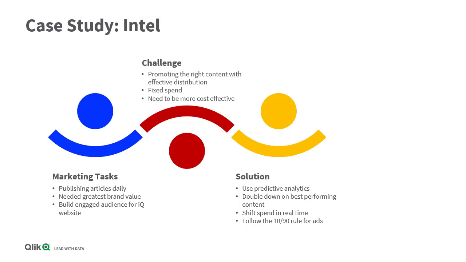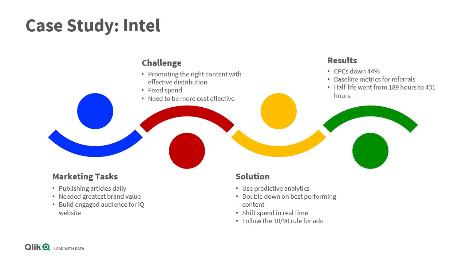This marketing data allowed them to double down on the best-performing content based on those analytics. They could subsequently shift spend in real time to hit the cost-effective goal. Their costs per click were down 44%, which helped them hit their marketing spend goal. The half-life of ads went from 189 hours up to 431 hours. They also have baseline metrics for referrals using CPCs and CPEs.